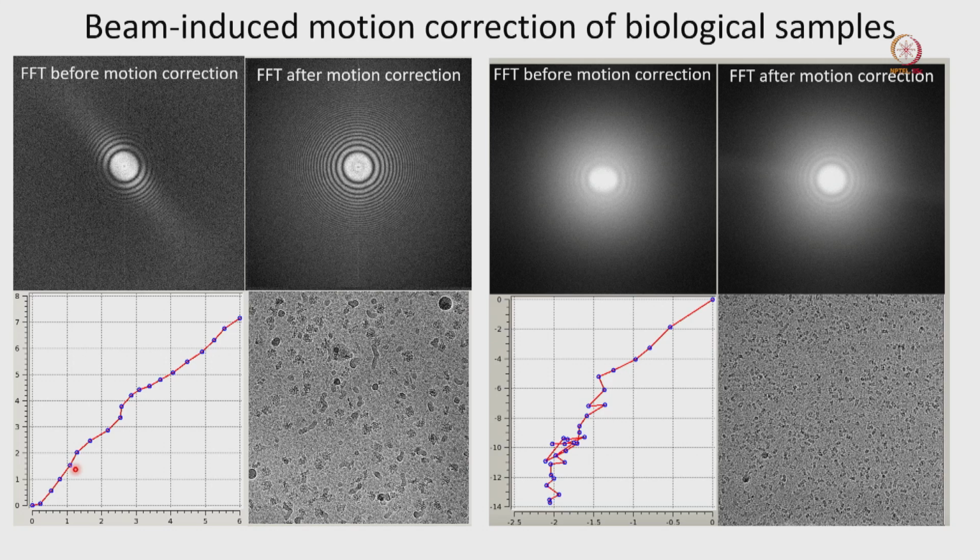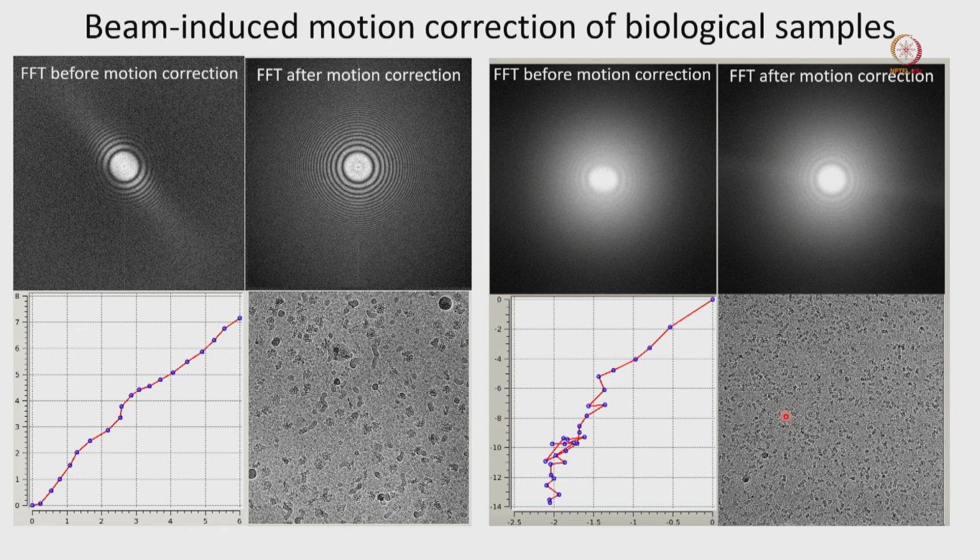Here you can see this is a very uniform pattern they are following. Here this is a very non-uniform pattern, this movement. But after correcting, you can see most of the particles very clearly, and this is the power spectrum, and most of the signal is restored after our motion correction.